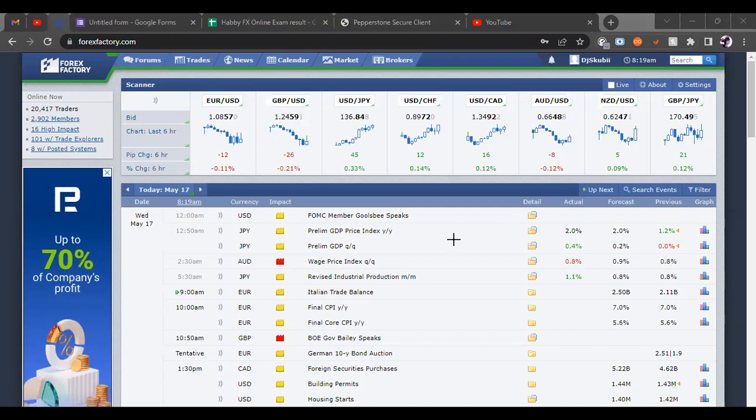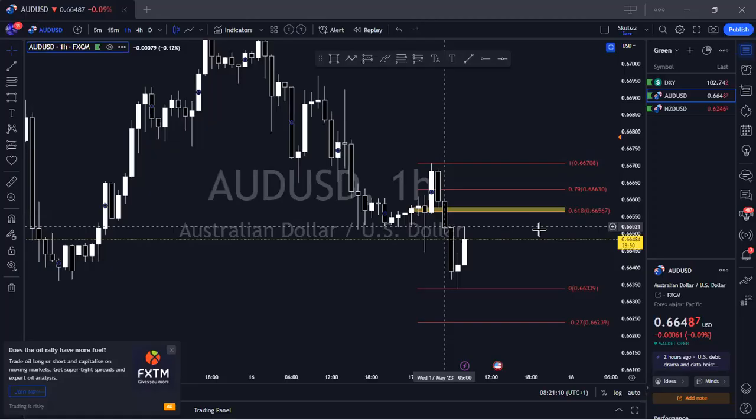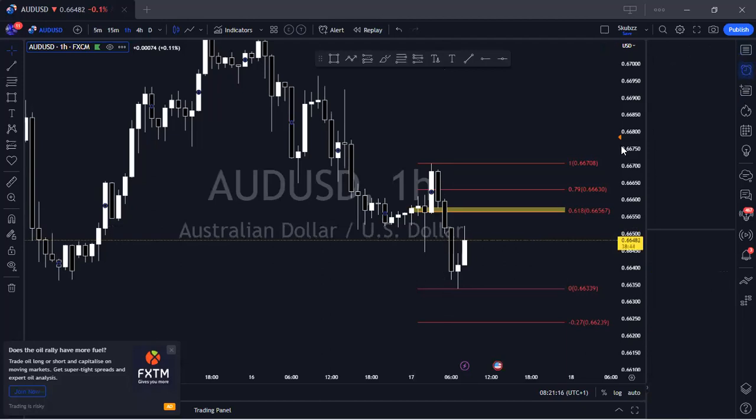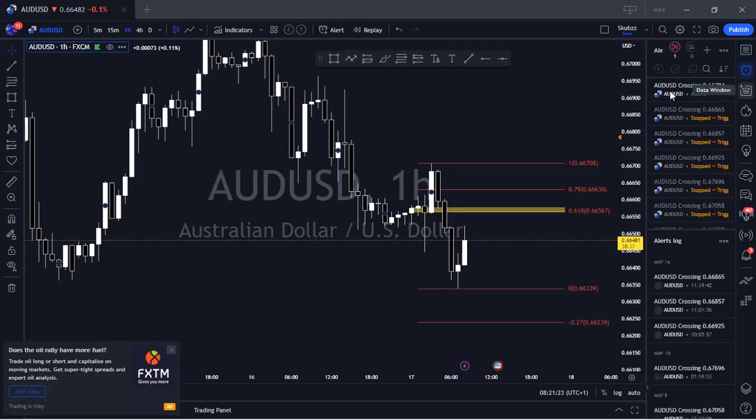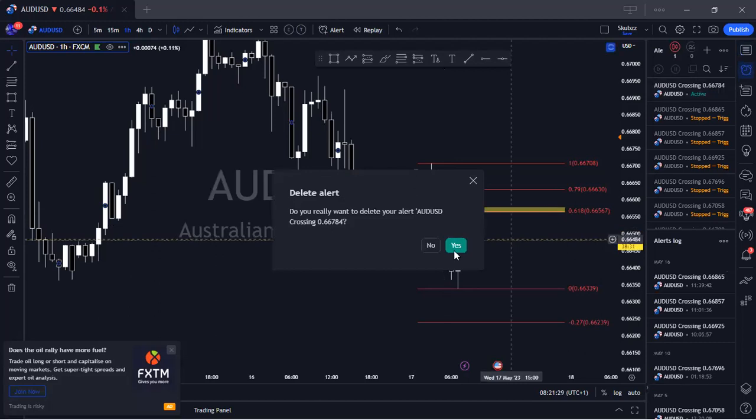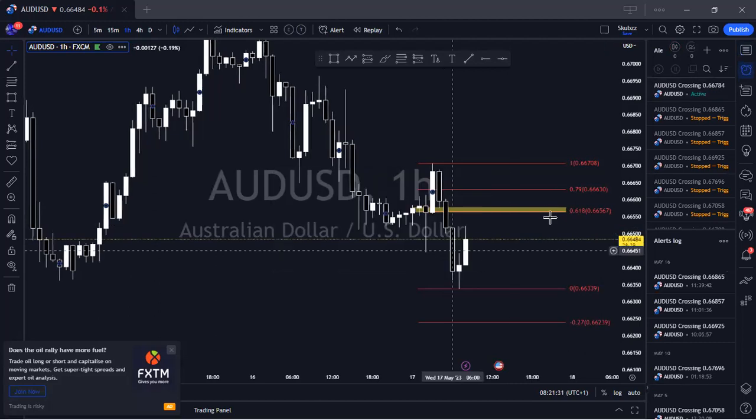First of all, we have this AUDUSD opportunity. This one is the first thing that we can look out for. I set an alert yesterday on AUDUSD for a place I was looking for price to reach, but then price did not reach. Let me delete it and set another one.